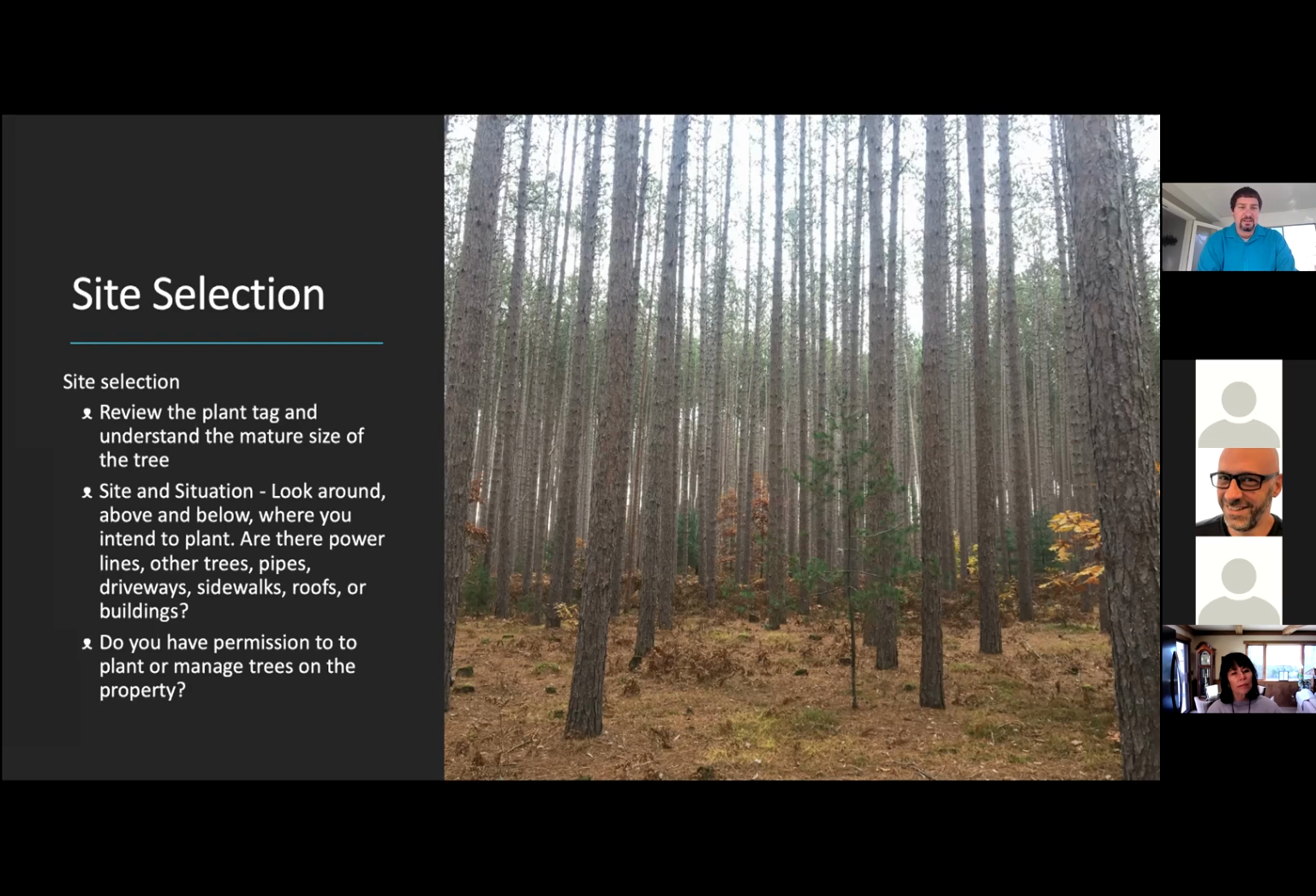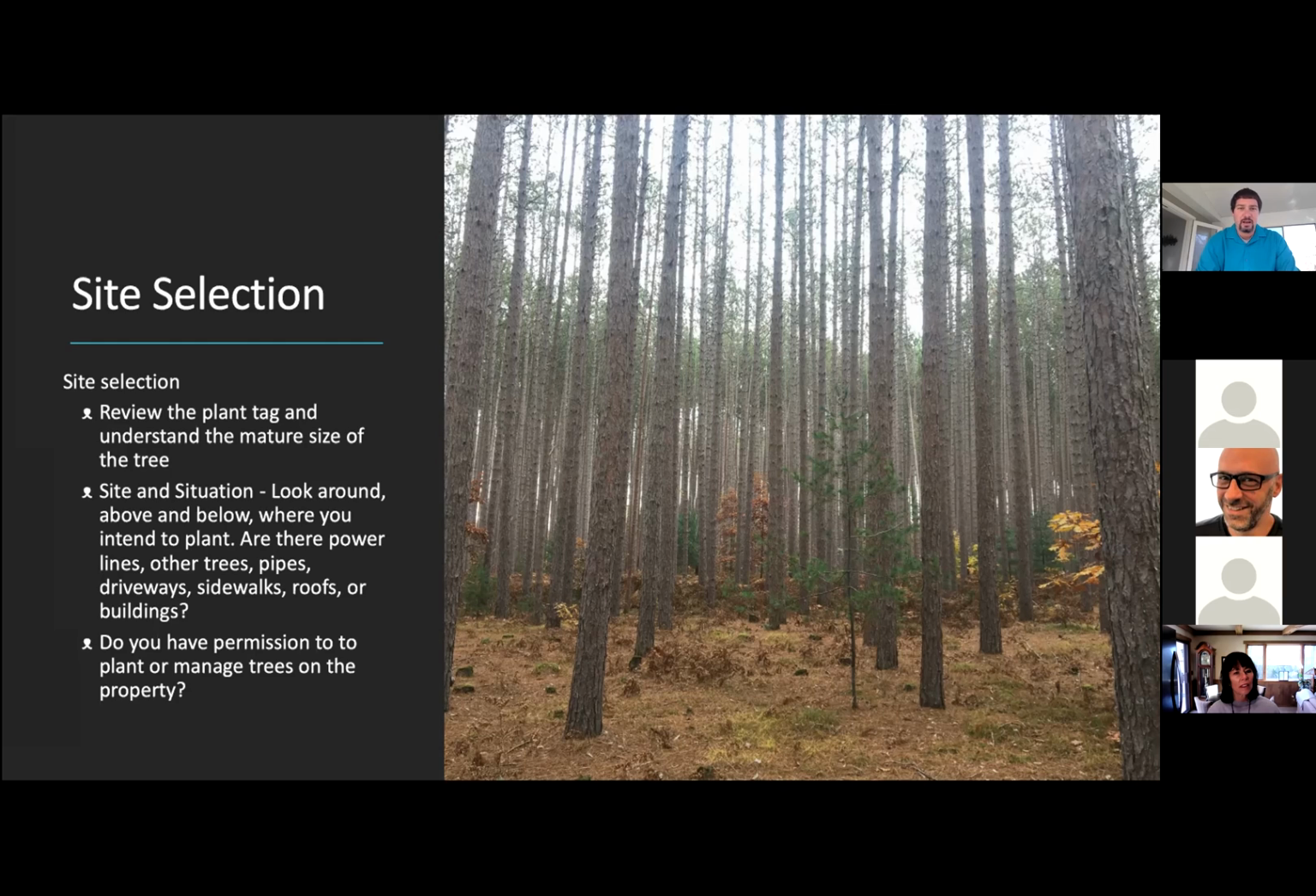How big is this thing going to get? Do you want to put this tree right next to your house? There are some trees that are pretty small and pretty manageable, and if you put them on the corner of your house, that's fine. And then there are other things that just don't belong right up next to the house. Those are all questions to ask when you're at the nursery and you're looking for different species.